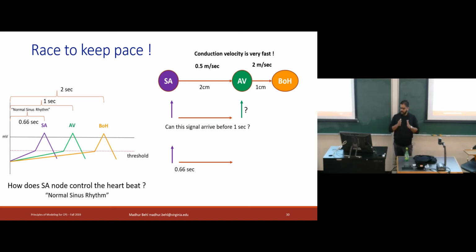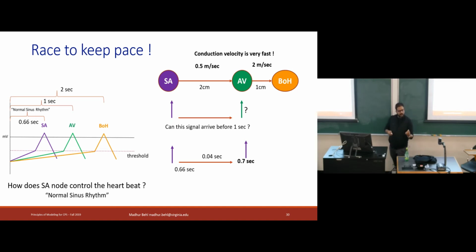So, can this wave reach the atrioventricular node before 1 second? We've already used 0.66, so we only have 0.34 of a second to reach the AV node before it will also self-depolarize. If we do the math, 2 centimeters at 0.5 meters per second will only take 0.04 seconds for this signal to arrive at the AV node. Once the signal arrives, the AV node doesn't have to wait for its own depolarization. This wave will propagate and cause it to follow along.